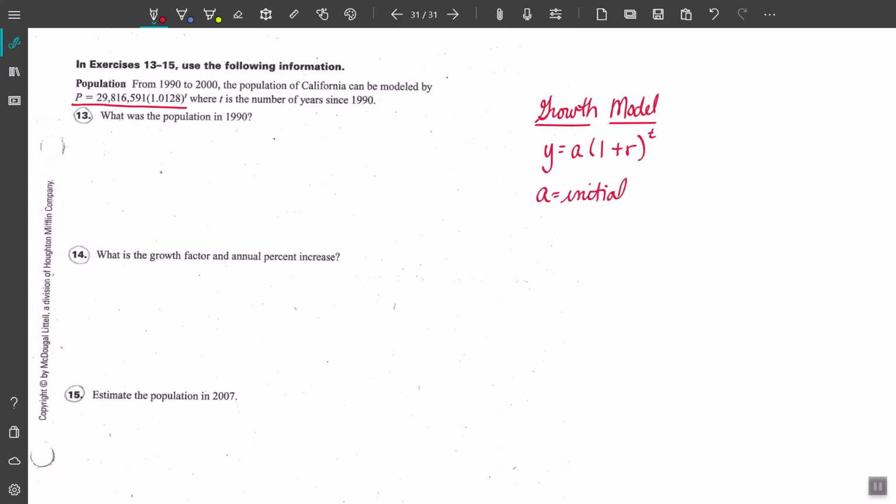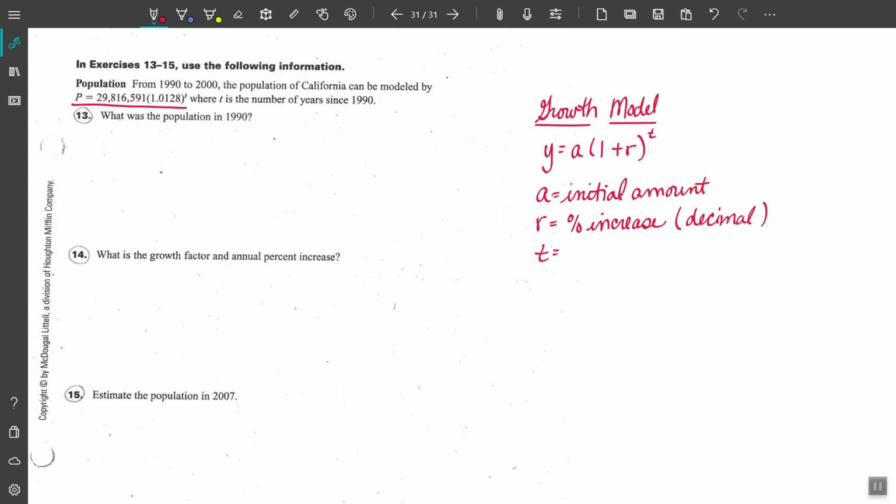Okay, so in this case, the variables stand for a lot of the same things that we had in the first function up above. A is going to be the initial amount. So in this case, that would be the initial population of California in 1990. And then the R is your percent increase. Again, we're going to want this written as a decimal if it's given to us in another way.